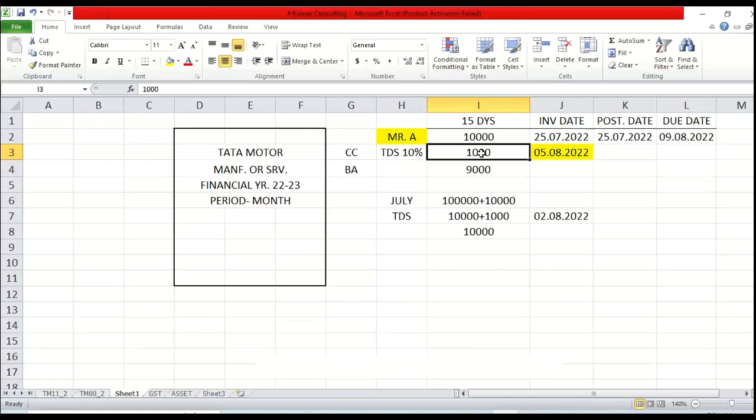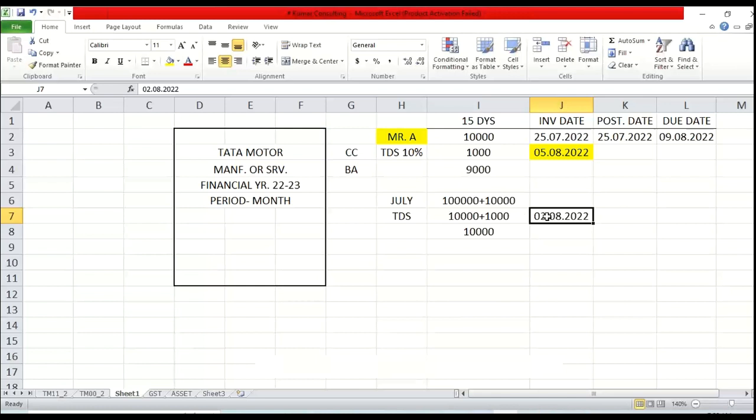But there is no control. Why? Because the users, even though they have made the mistake, know very well that it's okay. I'm going to post this invoice on a previous date, right? So they have posted this invoice on a previous date. Even though it was the 5th, they have posted it on the 25th. The actual posting date was the 5th, and the TDS payment is going to be made on the 2nd.